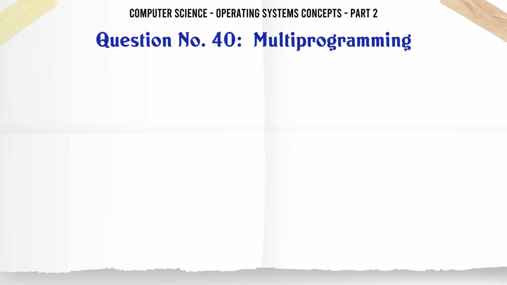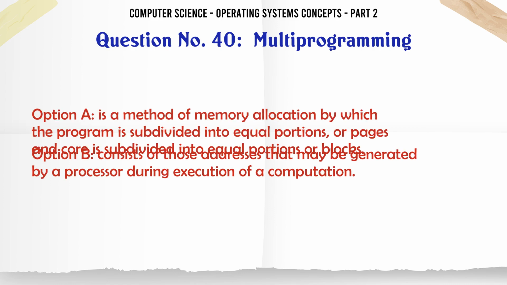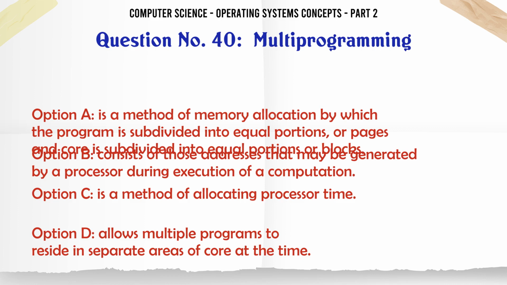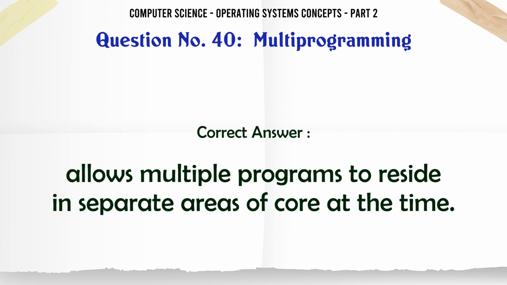Multiprogramming. A. Is a method of memory allocation by which the program is subdivided into equal portions or pages and core is subdivided into equal portions or blocks. B. Consists of those addresses that may be generated by a processor during execution of a computation. C. Is a method of allocating processor time. D. Allows multiple programs to reside in separate areas of core at the same time. The correct answer is allows multiple programs to reside in separate areas of core at the same time.